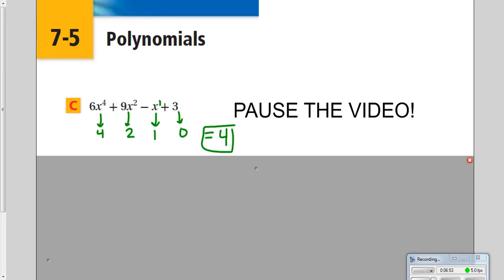Okay, so at this point, pause the video and check that last one. Remember that to find the degree of each term, you add all the exponents of the variables. Ignore the coefficients, but just add the exponents of the variables. So go ahead and pause the video now, work with each other to finish out number 4 on your paper.